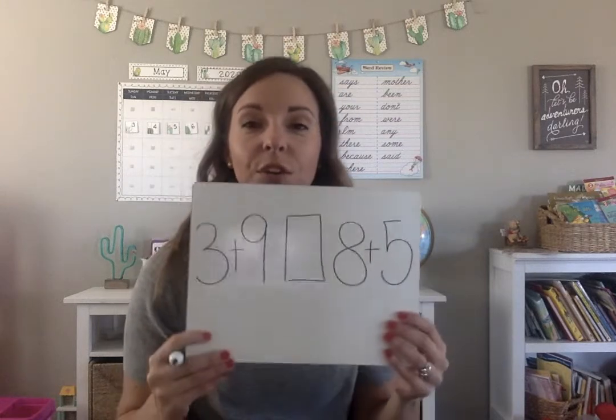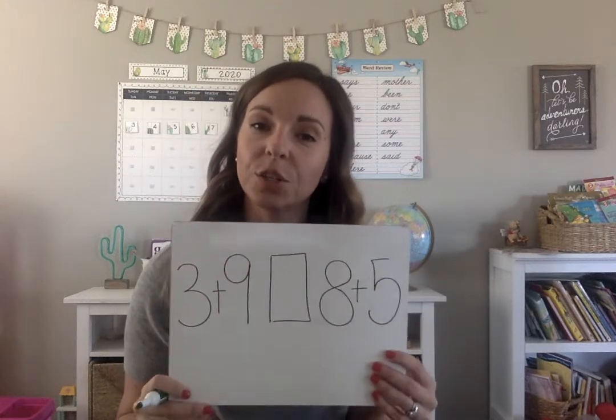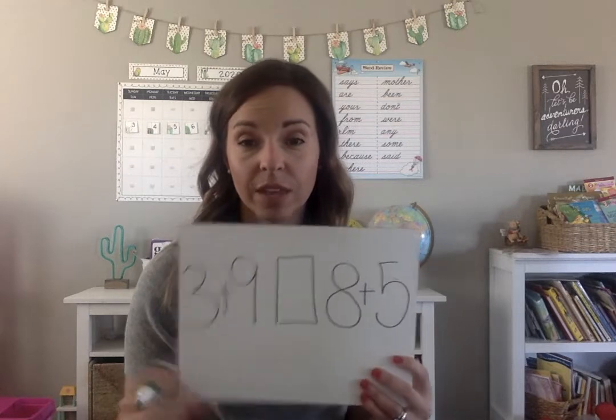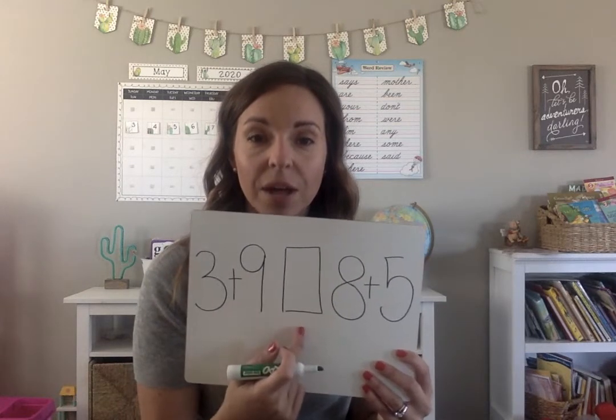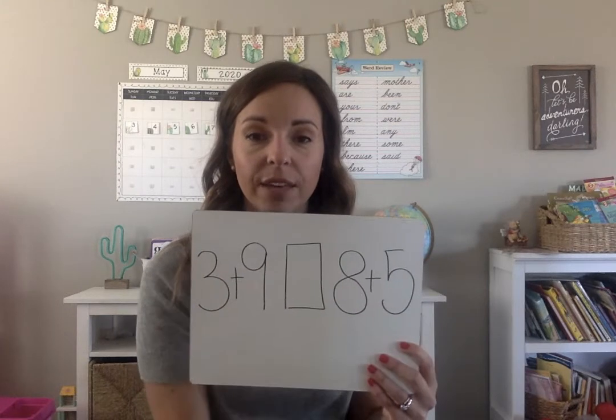All right, so for these next two, I want you to get out your whiteboard and your dry erase marker. And you're going to copy this down onto your paper or onto your whiteboard. Okay, copy down real quick. 3 plus 9, your answer box, and then 8 plus 5.